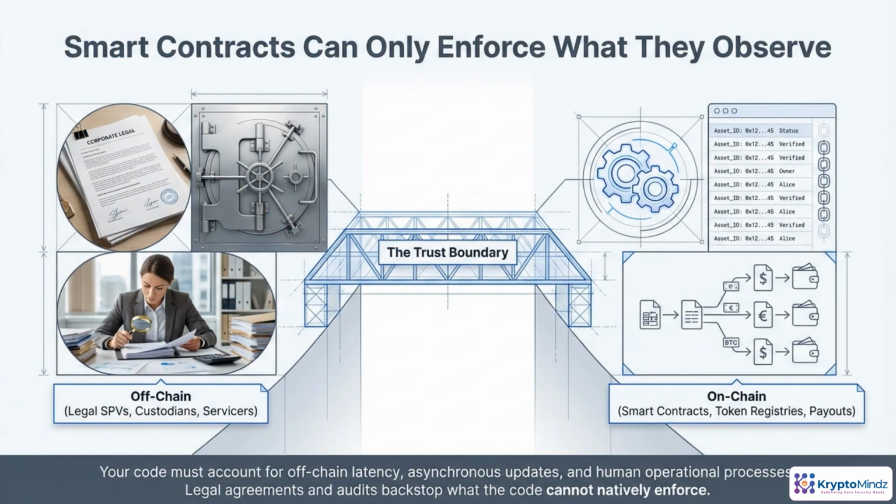Smart contracts are powerful, but they're blind to anything that isn't in their state or fed through an oracle. Real-world assets live in a messy off-chain world of legal entities, bank accounts, documents, and people. The bridge between those worlds is a trust boundary. Designing RWA systems really means designing that bridge. Who you trust, what they report, how fast they report it, and what happens when they fail, lie, or update data late.